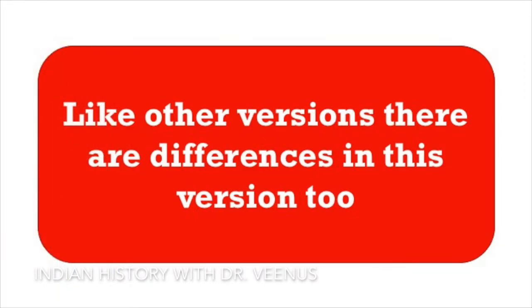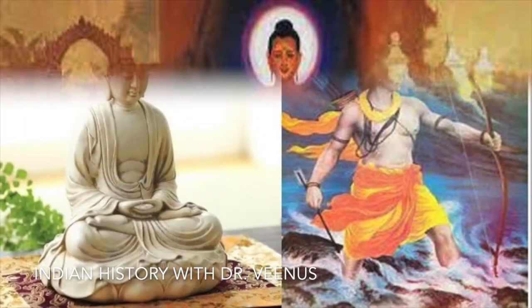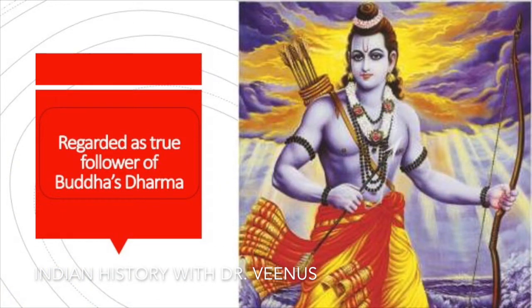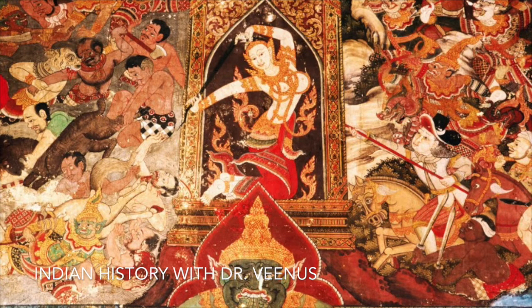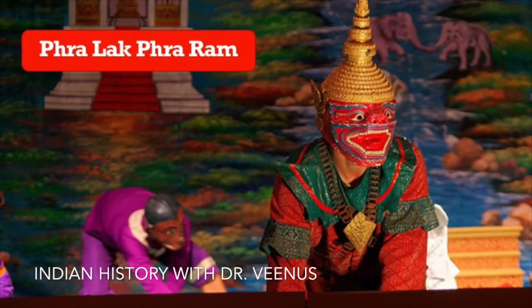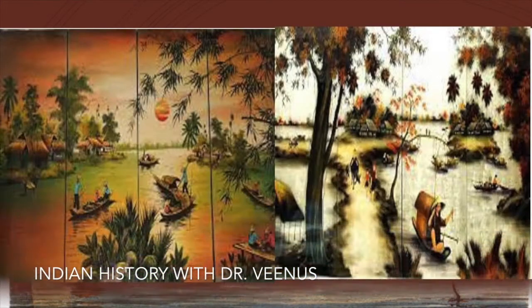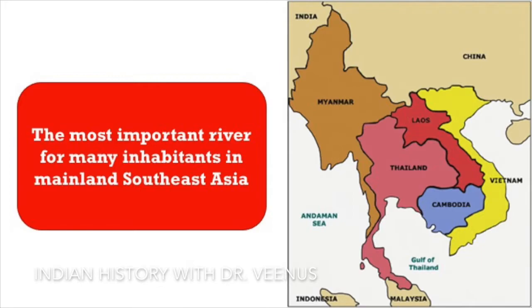Like other versions, there are differences in this version too. Adapting to its Buddhist influence, Ram is seen as an incarnation of Gautam Buddha and is regarded as a true follower of his dharma, whereas Ravan is considered the previous incarnation of Mara, the demon that tried to impede the Buddha's ascent to enlightenment. This version focuses more on the heroism of Lakshman, hence named Pralak, Praram. Also, instead of being set close to the Ganges, the story takes place along the Mekong River, the mother of waters and perhaps the most important river for many inhabitants in mainland Southeast Asia.